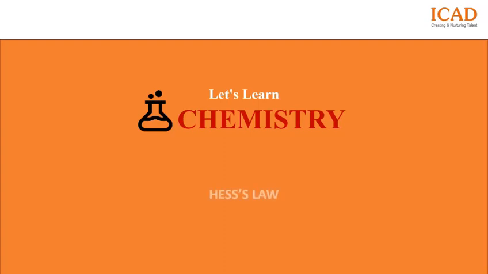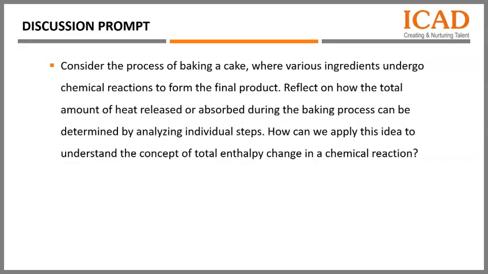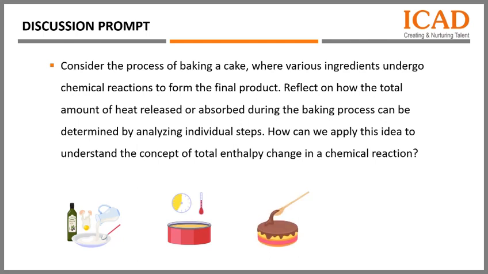Today we're exploring a fascinating concept from chemistry called Hess's Law. Dear students, consider the process of baking a cake where various ingredients undergo chemical reactions to form the final product. Reflect on how the total amount of heat released or absorbed during the baking process can be determined by analyzing individual steps. How can we apply this idea to understand the concept of total enthalpy change in a chemical reaction?